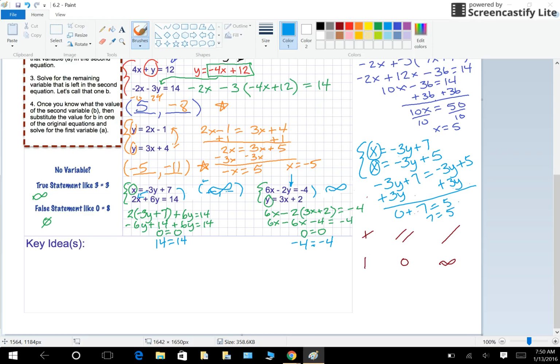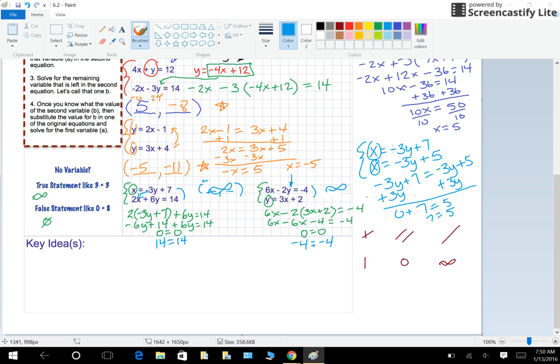So 7 equals 5 does not make sense. That is not a true statement. And so when it's not a true statement like that, and my variable has disappeared, then that means I have parallel lines. My lines are parallel, and I can say that there is no solution. And we could see that if we looked carefully at our lines.